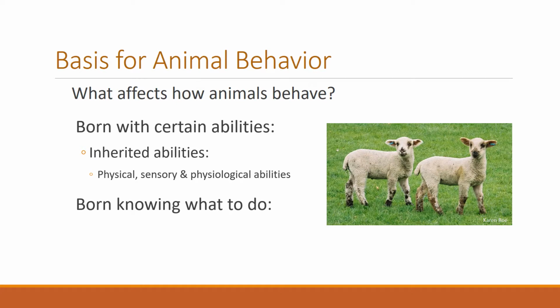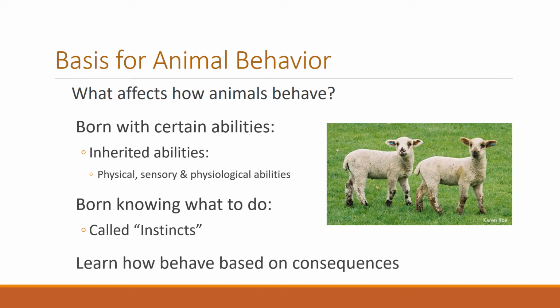They're also born with some knowledge about the system. They're born with knowing how to behave. We would call these instincts. We'll talk a little bit later about some instincts, but start thinking about what animals are born knowing how to do. Most of the rest of this discussion will focus on how animals learn based on consequences, so that's the learning part. So animals are born with some abilities and then they learn.